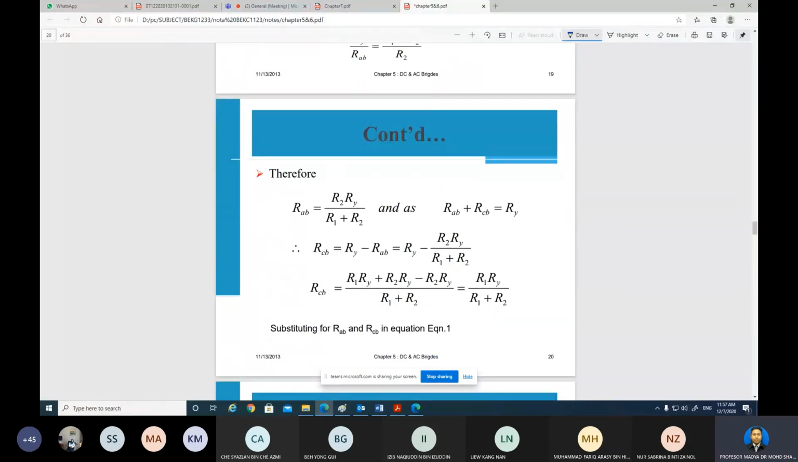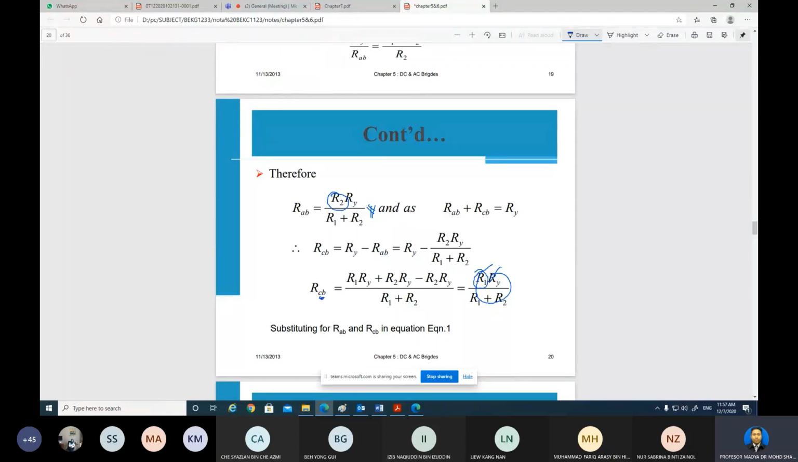All right, at the end you can get like this. This is the equation to calculate the RCB. Actually, the RCB and RAB are the same; you can see this one, it's the same. But the difference is R1 and R2. The formula will be almost the same. This one is to calculate the resistor for the CB.